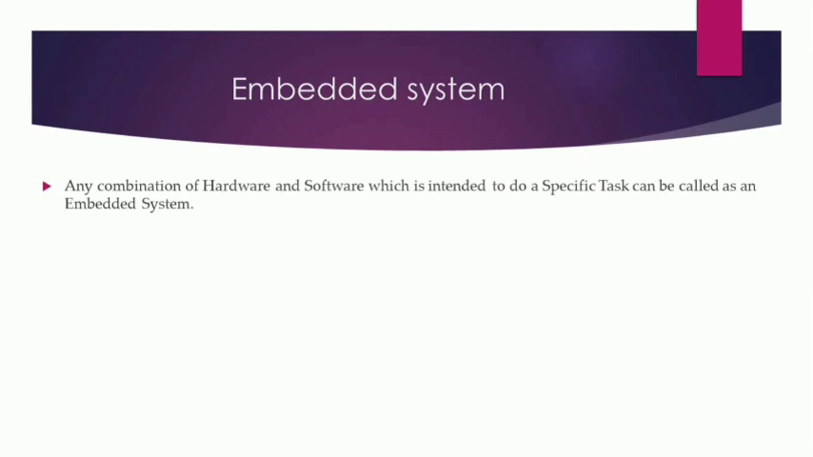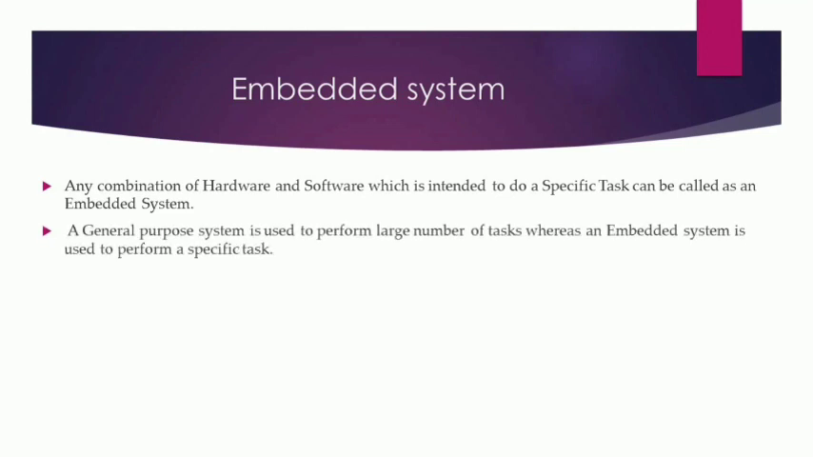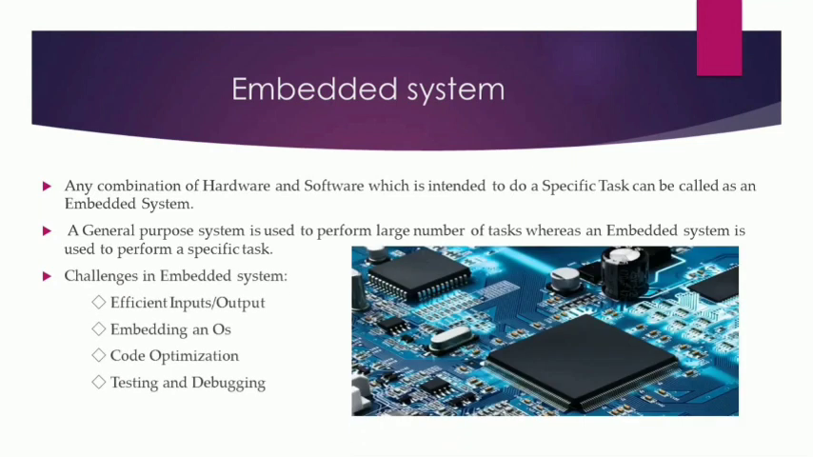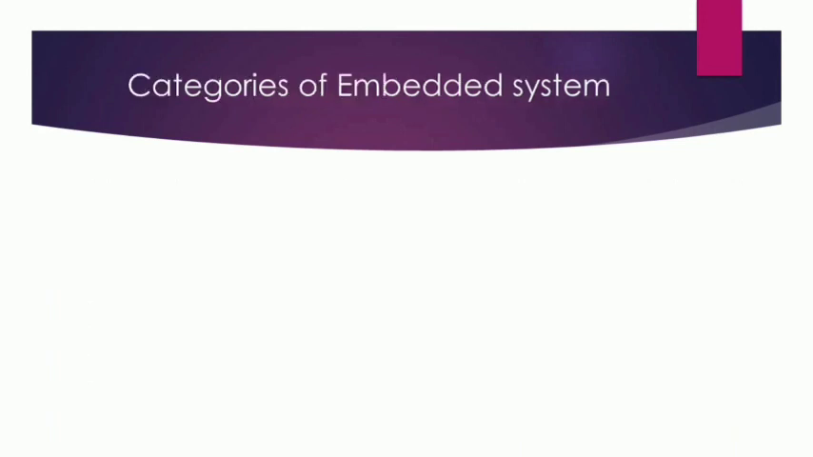Any combination of hardware and software which is intended for a specific task can be called an embedded system. A general purpose system is used to perform a large number of tasks, whereas an embedded system is used to perform a specific task. The challenges in an embedded system are efficient input and output, embedding an OS, code optimization, testing and debugging. These are the challenges in embedded systems.